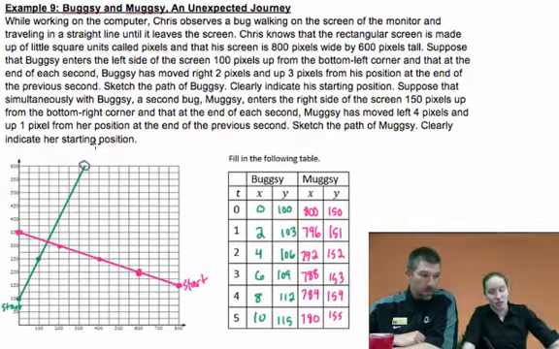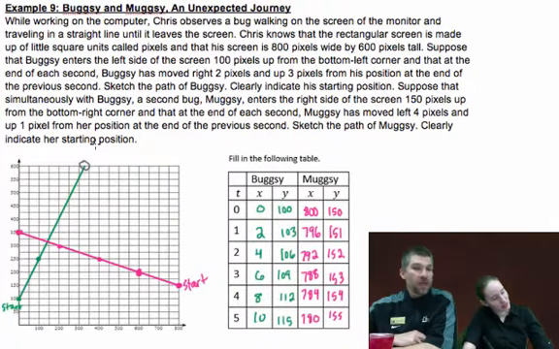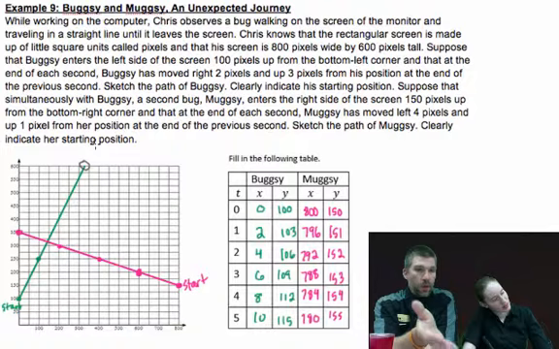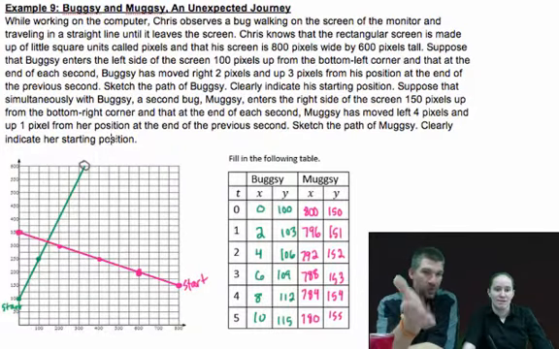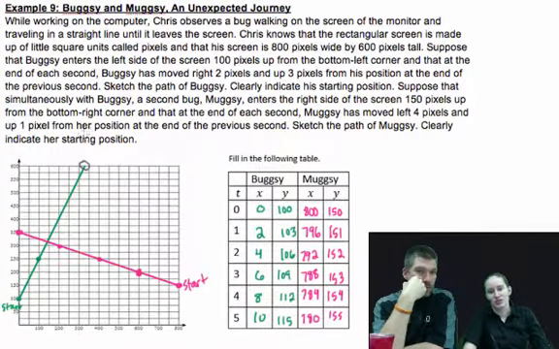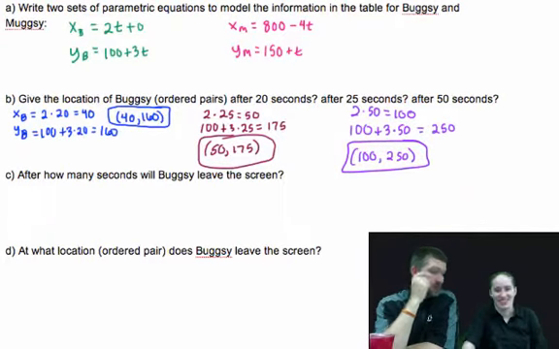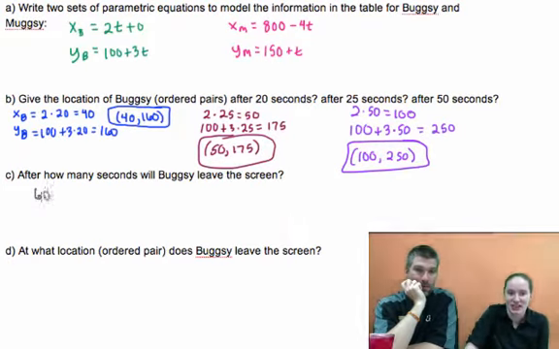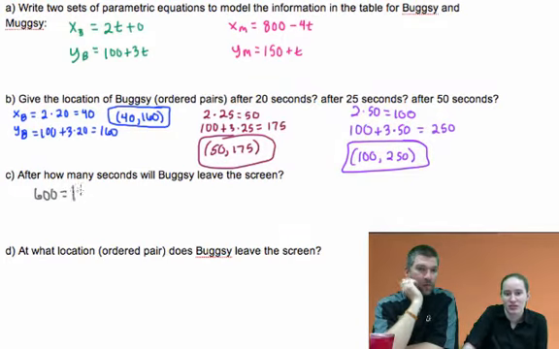Is it where or when? Where, I believe. After how many seconds will Bugsy leave the screen? So we have to figure out when the y coordinate is equal to that, because the next step he takes, he's off the screen. Right. So we want our y for the parametric equation to equal 600. Exactly. So 600 equals, and we're going to set it equal to our y equation, 100 plus 3t.